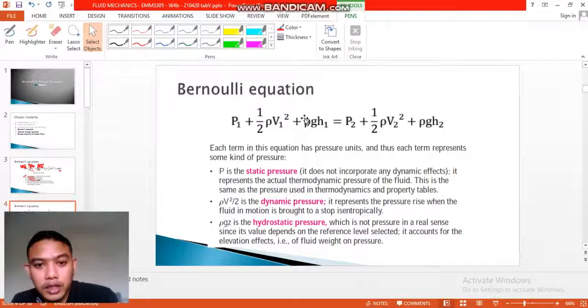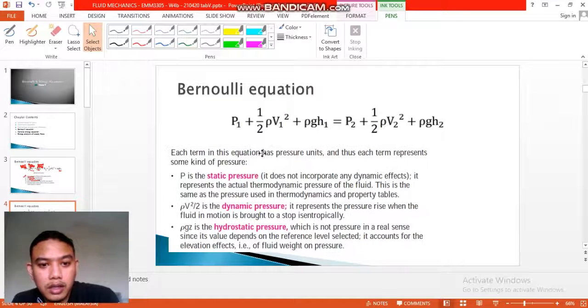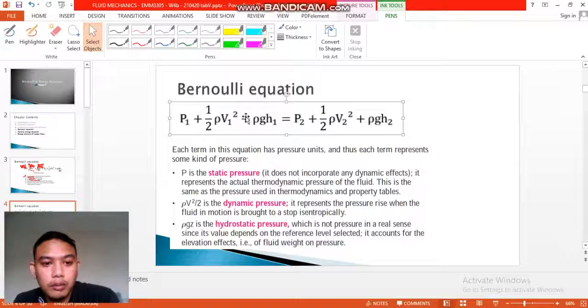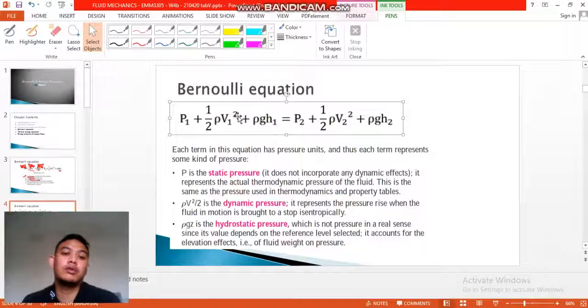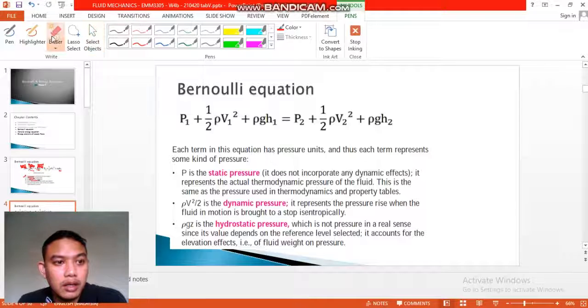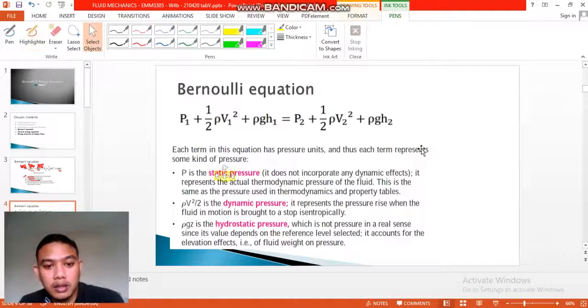In detail, this equation involves three main things. For example, P is pressure. In this Bernoulli equation, the pressure is a static pressure, so it's not a dynamic pressure. It's not a dynamic effect, it's a static effect.